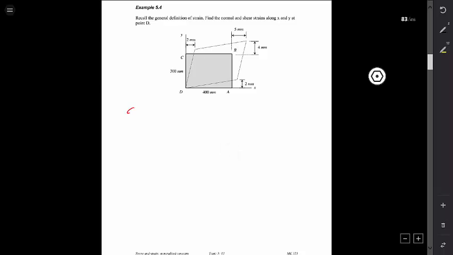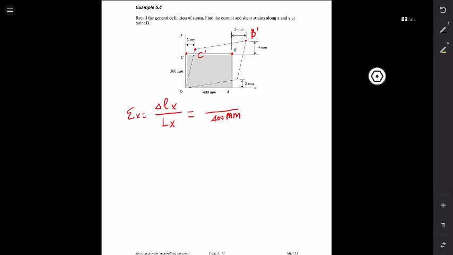So the normal strain epsilon x equals the length change in x direction divided by the orthogonal length in x direction. The orthogonal length is for AD, that is 400 millimeter. And for the change of length, we can see that C moves to a new position, C prime. It has a horizontal displacement of 2 millimeter, and B moves to a new position B prime. It has a horizontal displacement of 5 millimeter. And the difference between these two displacements equals the length change in horizontal direction.